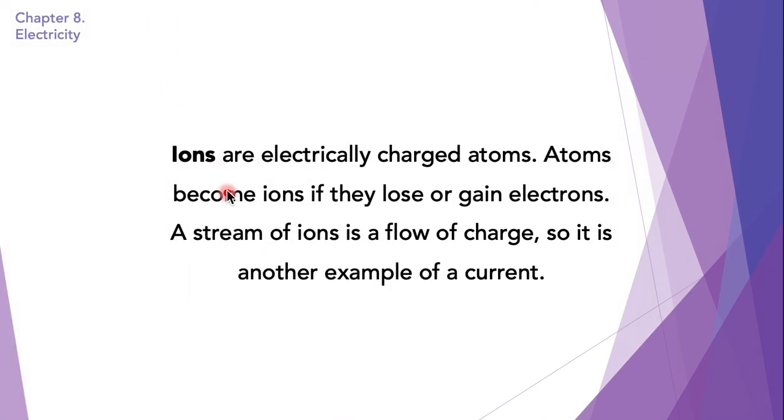Ions are electrically charged atoms. Atoms become ions if they lose or gain electrons. If they lose an electron, they become positively charged. And if they gain an electron, they become negatively charged. So a stream of ions is a flow of charge, which is another example of a current.